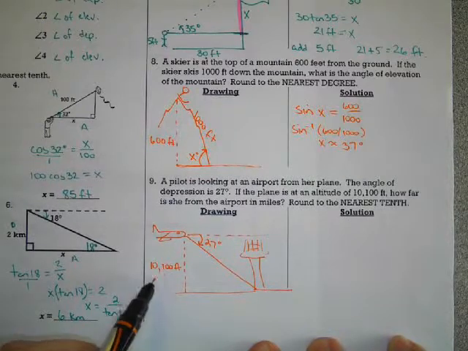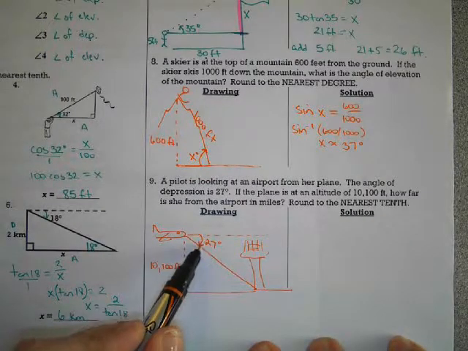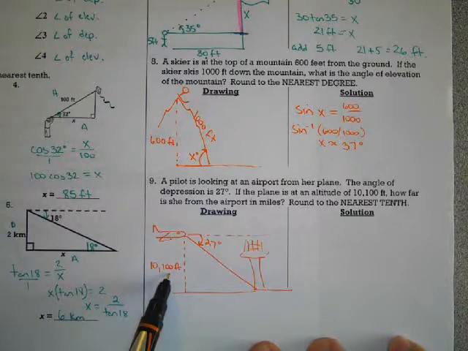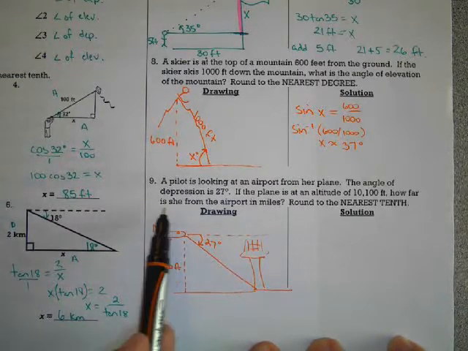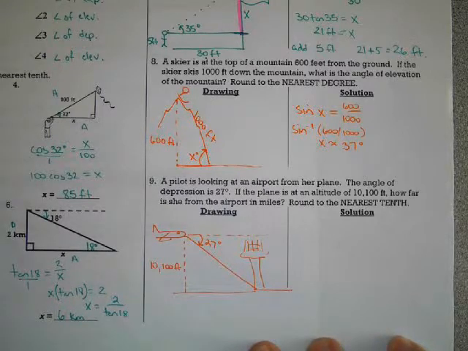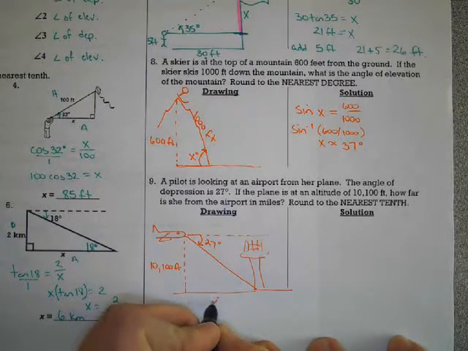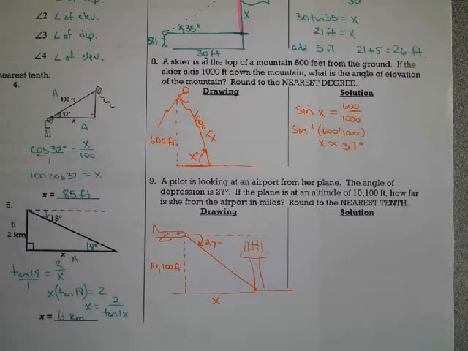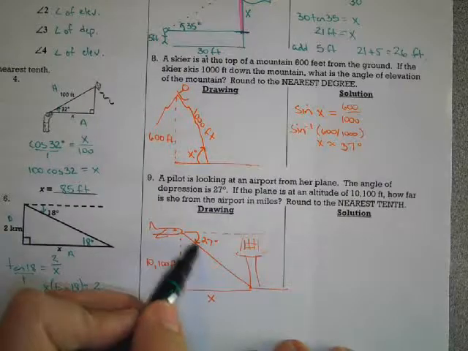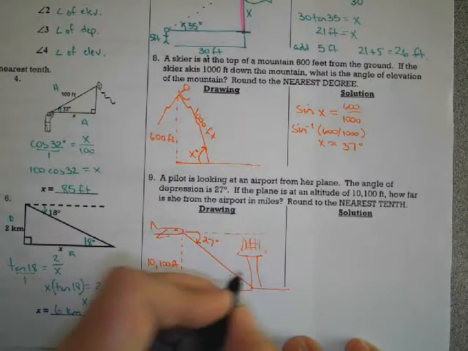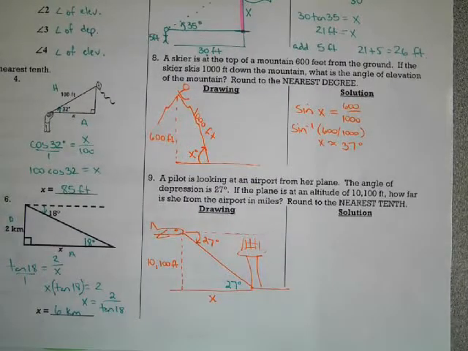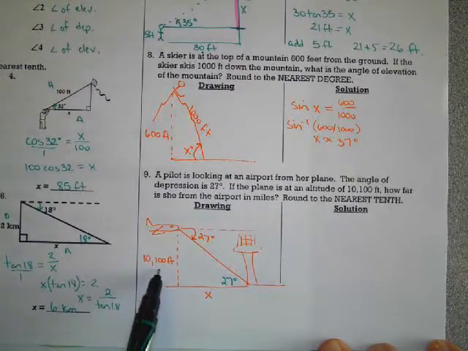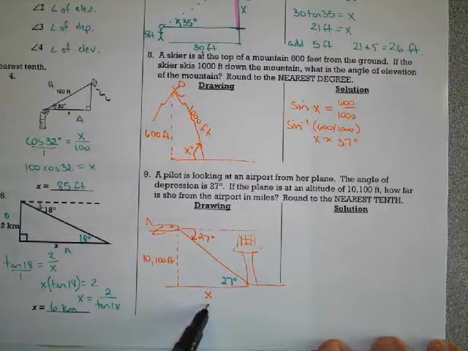So we are at an angle of 27 degrees looking down. The plane is at an altitude of 10,100 feet. We want to know how far she is from the airport in miles. So first of all, we'll solve it in terms of feet. So if you remember, alternate interior angles mean I can take my angle of depression and put it in the position of angle of elevation first. So I have opposite and adjacent. So opposite and adjacent means tangent.